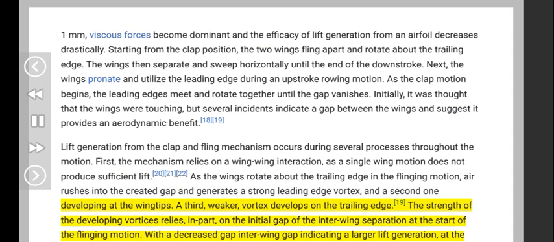The strength of the developing vortices relies, in part, on the initial gap of the interwing separation at the start of the flinging motion, with a decreased interwing gap indicating a larger lift generation, at the cost of larger drag forces.